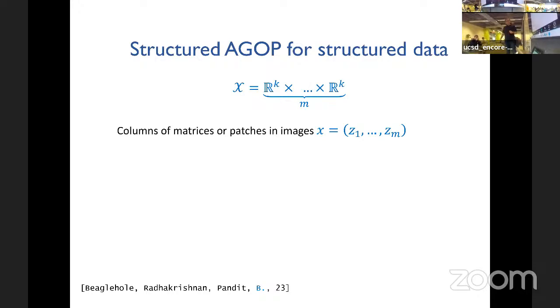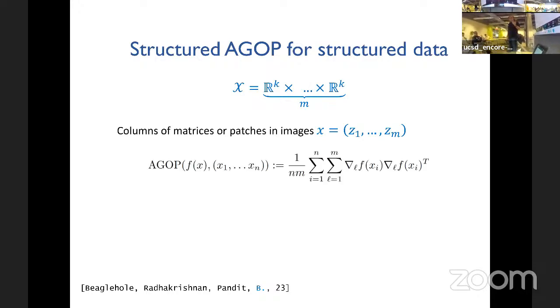Now, if you think that the columns of this matrix come from some sort of other mechanism, then what you would think is that, well, you can define EGOP with respect to each column separately because it wouldn't make sense for me to mix the columns. So the derivative is with respect to that specific column. And then I'm averaging this over the columns.